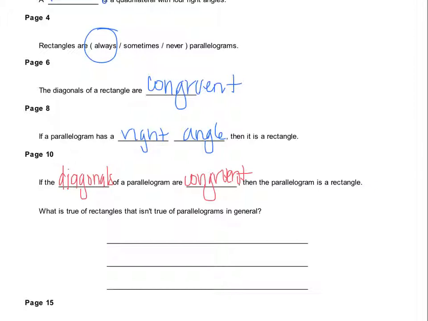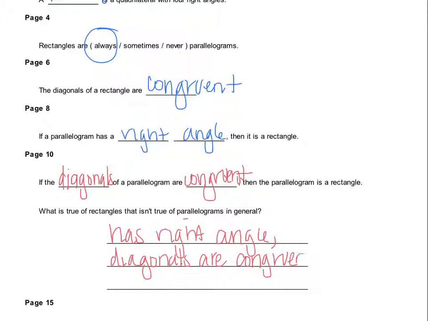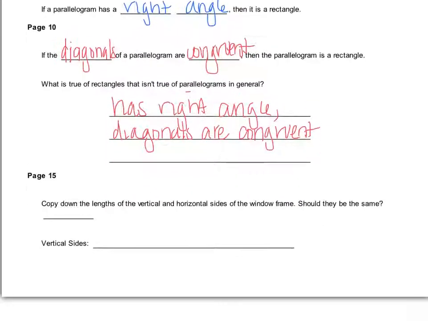So this question says, what is true of rectangles that isn't true of parallelograms in general? So what makes rectangles special? Like, what makes them different from just a normal parallelogram? Well, the first thing is that it has a right angle. And the second thing is that the diagonals are congruent. Those are the two things that are going to make a rectangle a little bit different from a parallelogram.